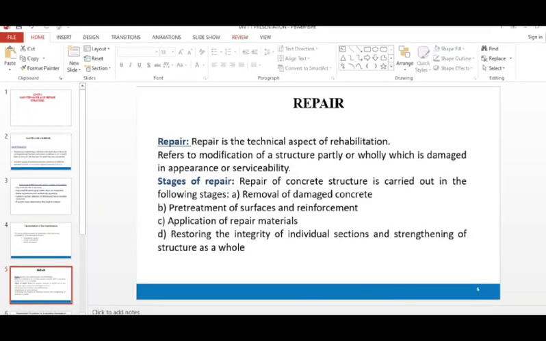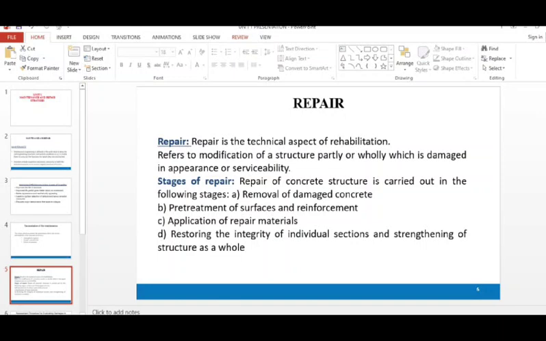So what is repair? Repair generally refers to the modification of a structure, partly or wholly, which is damaged. There are various stages of repair: firstly, the removal of damaged structures, then pre-treatment of the surface and reinforcement, application of a repair material, and then restoring the integrity of individual sections and strengthening of the structure as a whole.